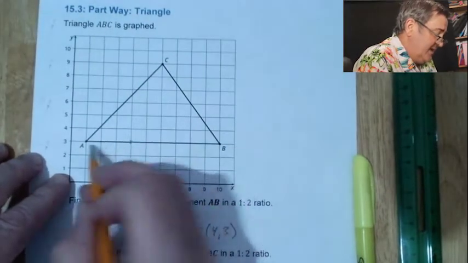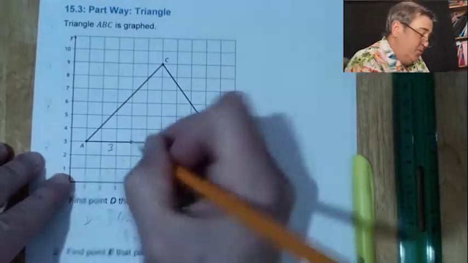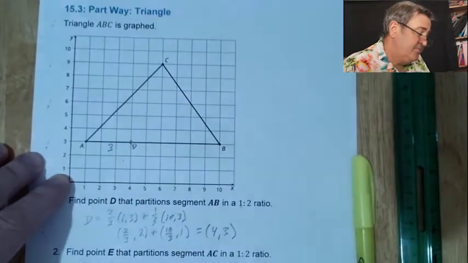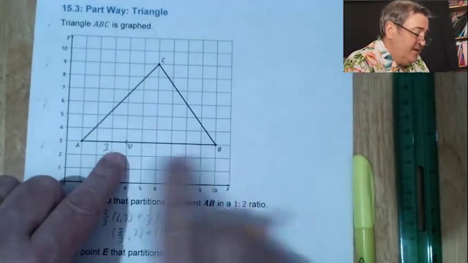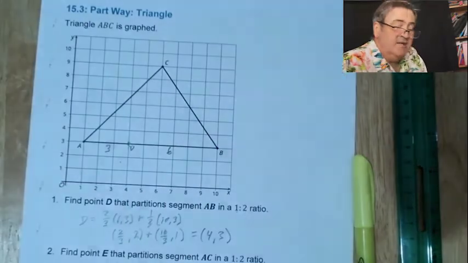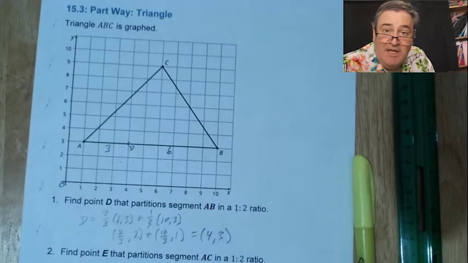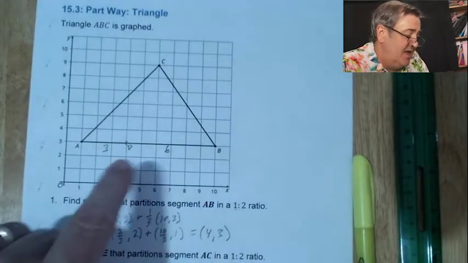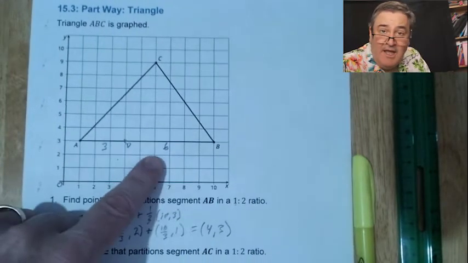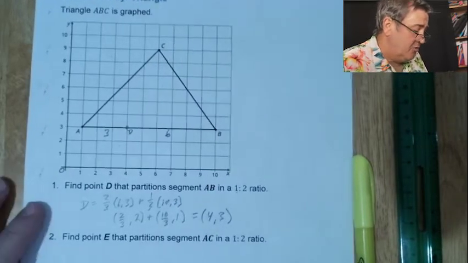Well, A gets 1, 2, 3. That's how long that is from A to point, we're going to call it point D. And then how far is it from D to B? 1, 2, 3, 4, 5, 6. So of the 9 units between A and B, and we divided it up in a 1-to-2 ratio, A got 3 and B got 6. That's 1-to-2, right? Okay, that works.